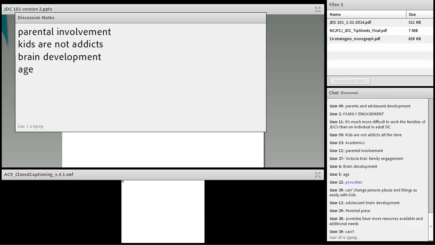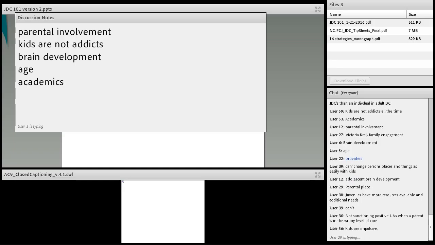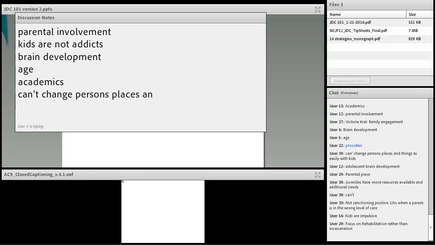And of course, academics. Yes, we've got kids that are in school, and we want them to be in school. We want them to do well there. Age, yes. And also brain development. Those are two things that really affect how kids make decisions. And if we don't take that into account, then we can have interventions that just aren't appropriate and don't work. Yeah, kids can't change persons, places, and things. Exactly. They don't have control over many of the things that we can ask adults to control, including their brains. So kids, we know their decision-making is not the same as adult decision-making.